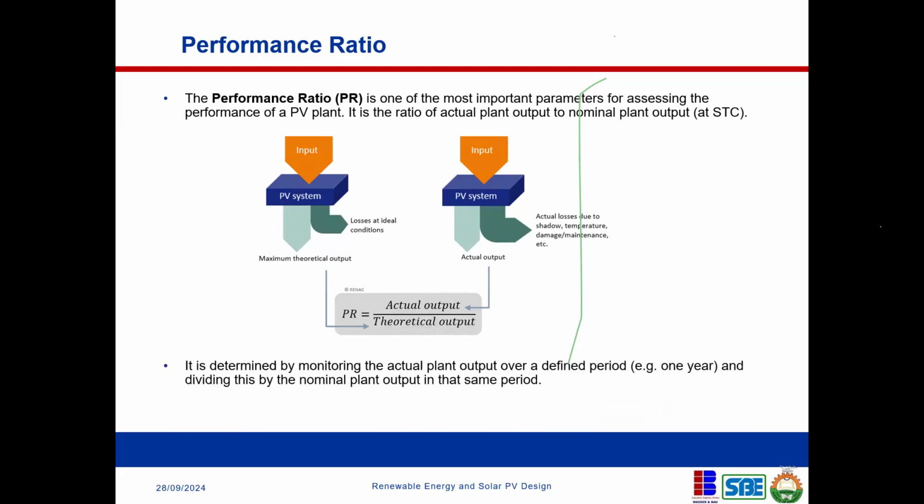So it is determined by monitoring the actual plant output over a defined period. Like I said, it's something you need to monitor over time. It's not a momentary, an instantaneous parameter. And you divide this by the nominal plant output in the same period. So the performance ratio will change from period to period depending on environmental and technical condition at the plant.